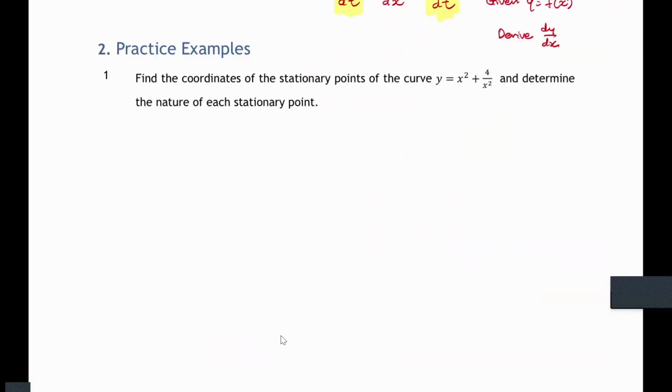Can? Here says find the coordinates of the stationary points. This question will be purely going through by me. Then after that I'll give you all time to try the remaining questions. Those who have already done, you can use that time to ask me questions or check your working, or ask me anything you want.